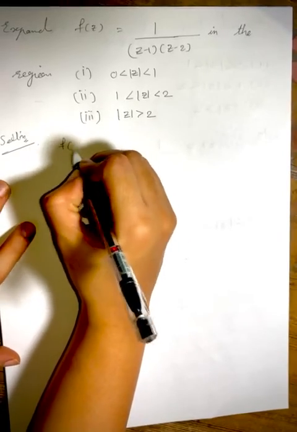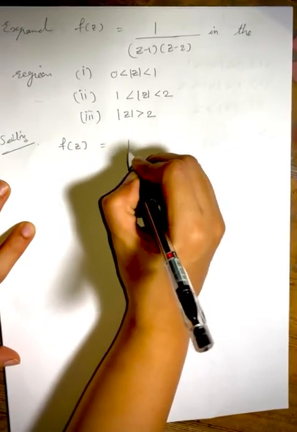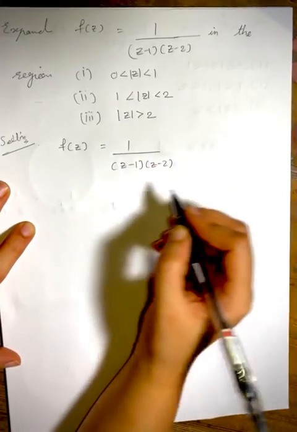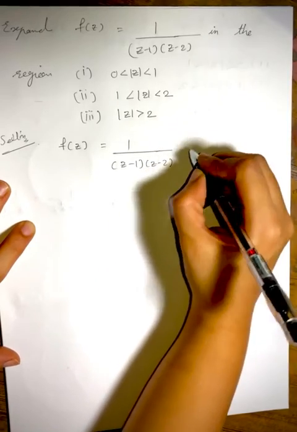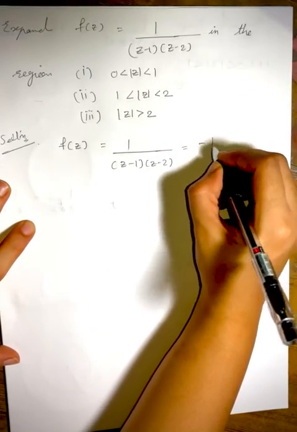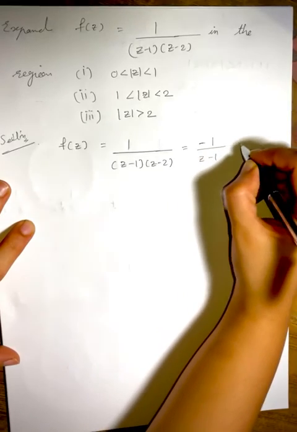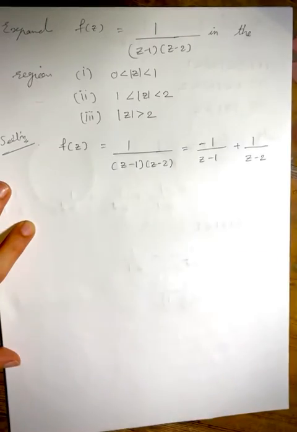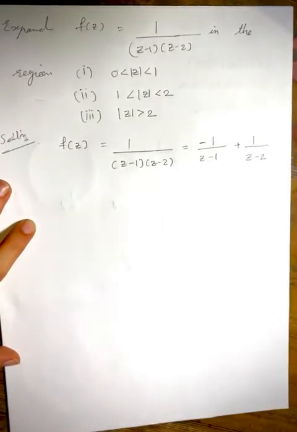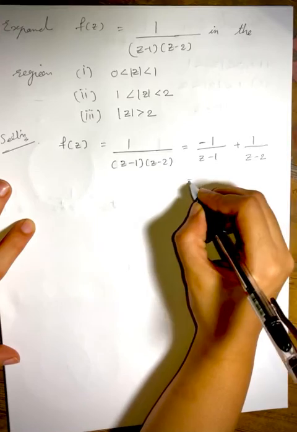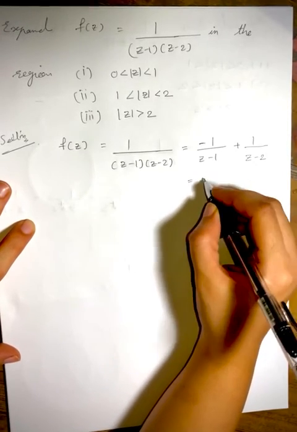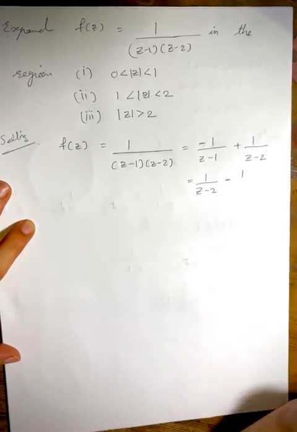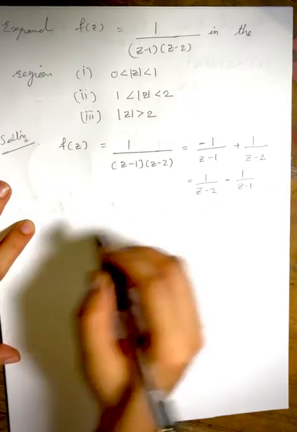So you are given f of z equals 1 upon (z minus 1)(z minus 2). When we are given this kind of structure, we always do a partial fraction. I will immediately write the results. In case you are not aware of how to do partial fractions, let me know in our group. I'll show how to do that. I'll just rearrange this and write it as 1 upon z minus 2 minus 1 upon z minus 1.